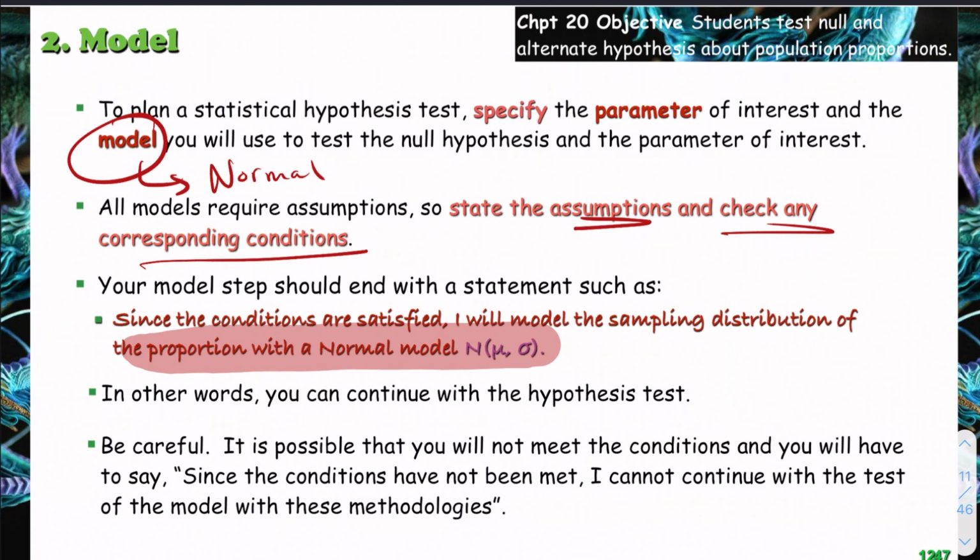In other words, you can continue the hypothesis test. We always check our assumptions and conditions prior to just doing the thing. We never just do the work like a normal math class and then give an answer. We have to justify that our model is sufficiently normal to do what we want to do. So be careful. It is possible that you will not meet the conditions and you'll have to say, since the conditions have not been met, I cannot continue with the test of the model with these methodologies.